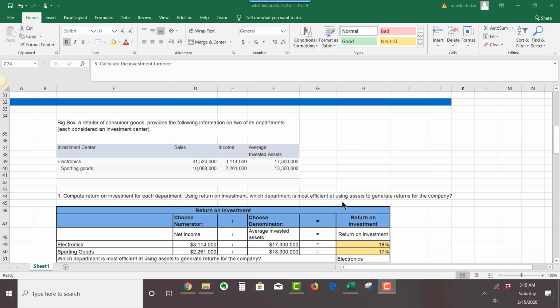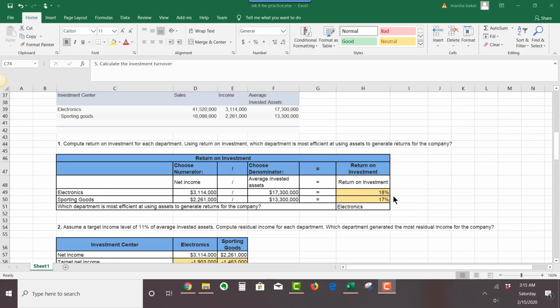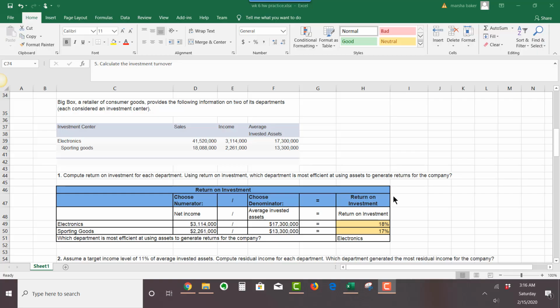So for sporting goods, sales were $18,088,000, income $2.261 million, and average invested assets is $13.3 million. So again, the company went to the piggy bank, got $13.3 million out, gave it to sporting goods and said, hey, go set up shop, make some money, okay? All right, which is going to be important for us to figure out that incremental income.